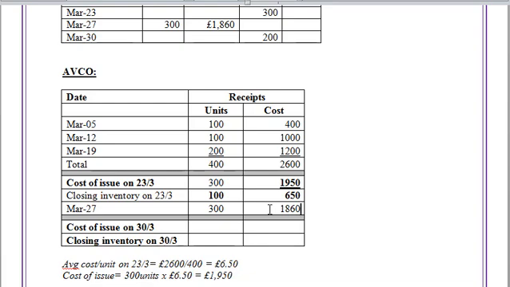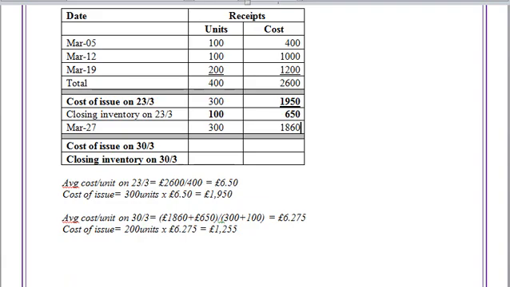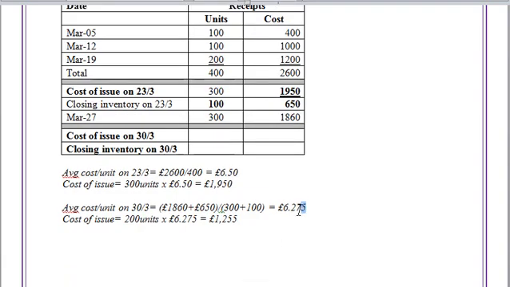So you will find that in this case, you now have 400 units, which has cost you £1,860 plus £650. So we now recalculate a new average cost, and we will have it at £6.275 as the average cost. You issued out 200 units on the 30th of March. So my cost of issue will be £1,255.